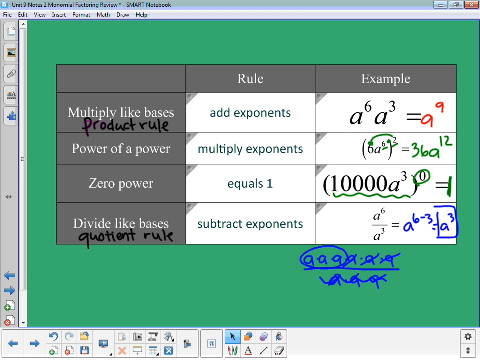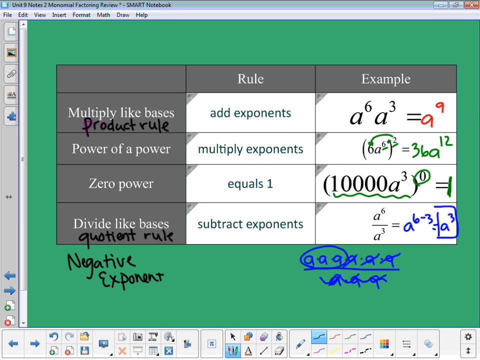Now, one that I forgot to mention or forgot to put on your table, and that's my fault, is the negative exponent. So see if you can find a little white space on your notes. If we have a negative exponent, what we have to do is move the term's position, and then make the exponent positive. So move positions and make exponent positive.